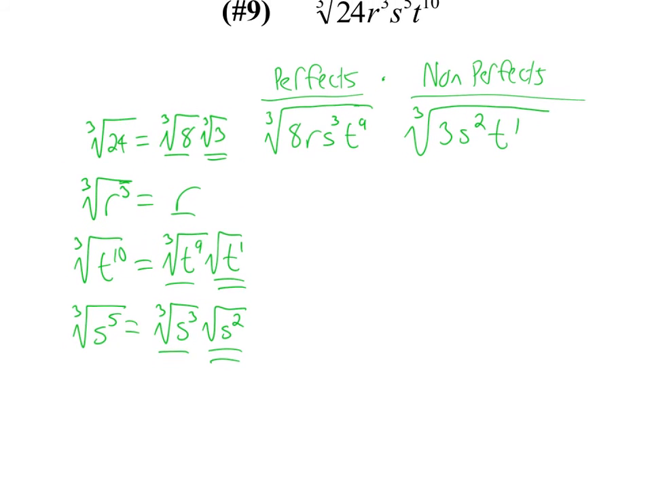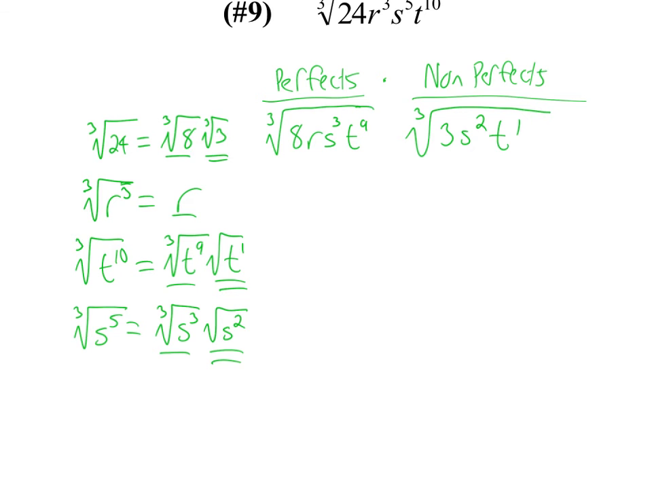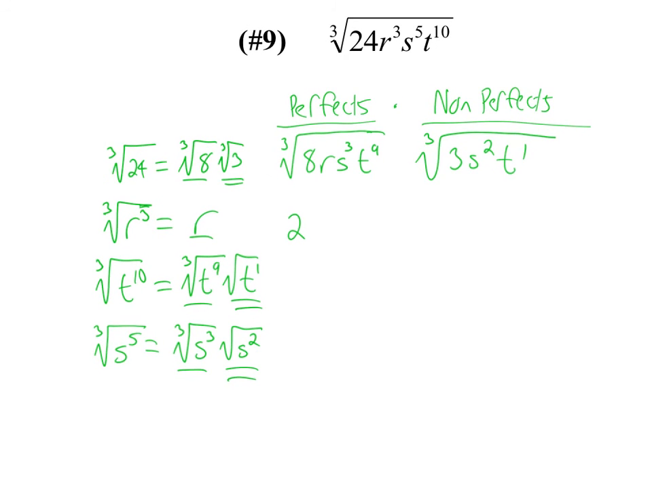Okay? And now we need to take the cube roots of all the perfects, which is going to be, cube root of 8 is 2. Cube root of, I forgot, this is r to the 3rd right here. Yep, r to the 3rd. Okay, we're good. So the cube root of r to the 3rd is r. The cube root of s to the 3rd is s. And the cube root of t to the 9th is t to the 3rd.